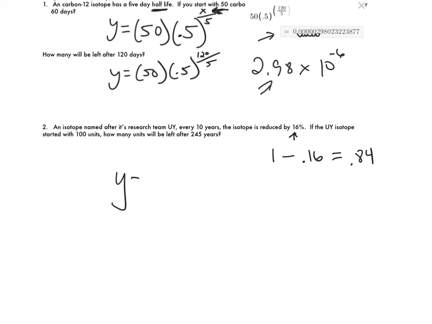Hopefully, you started off with 100 units. We found the decay factor together. And this happens every 10 years. So we're going to make our x out of 10. Now take a moment and find out how many units will be left after 245 years.